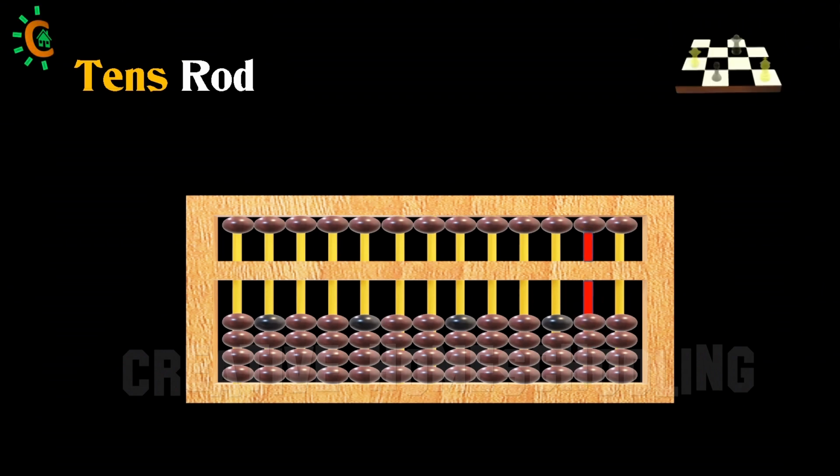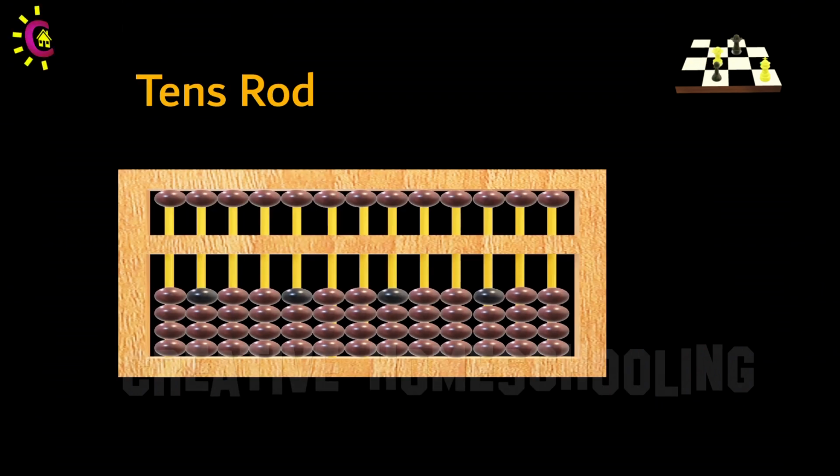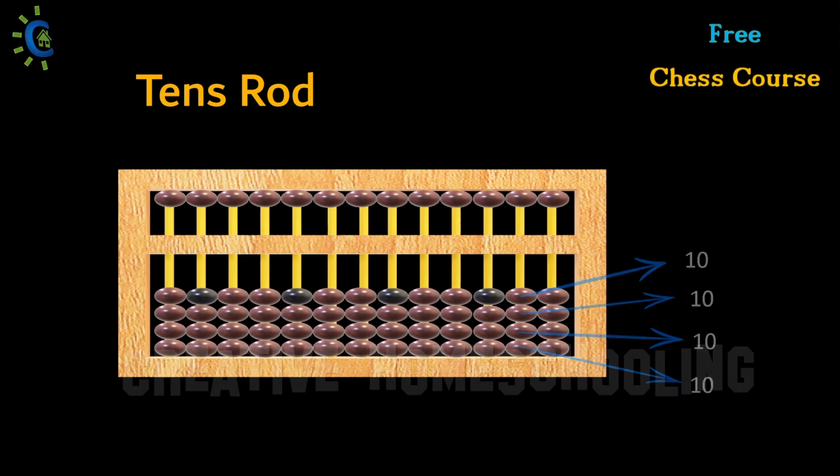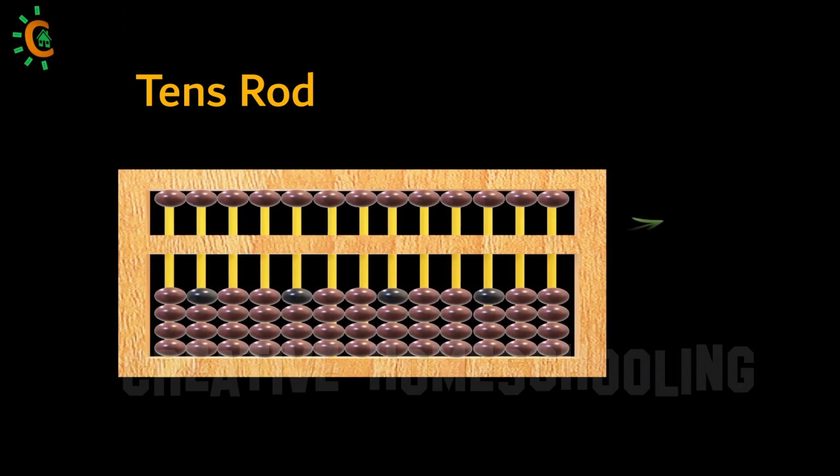In the same way, on the tens rod, each of the 4 beads on the lower section of a rod has the value of 10, while the bead on the upper section of a rod has the value of 50.